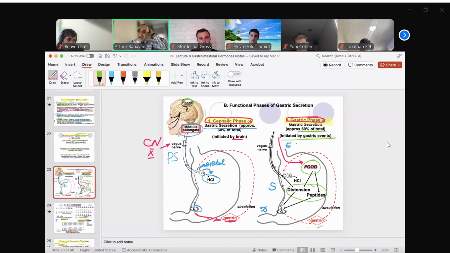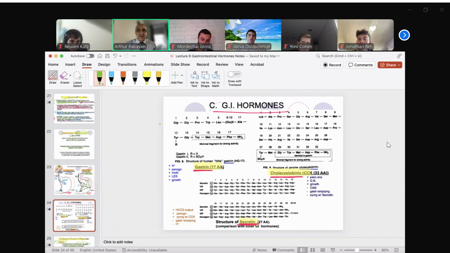In the stomach, when food has already come from the esophagus, a different process occurs. About 60% of the gastric phase is initiated by gastric events. All those hydrochloric acid, gastrin, and so on start to digest the food. You don't need to memorize the formula for gastrin, CCK, and secretin.